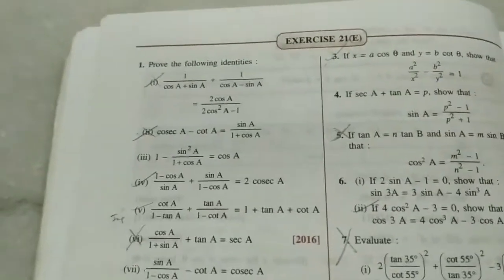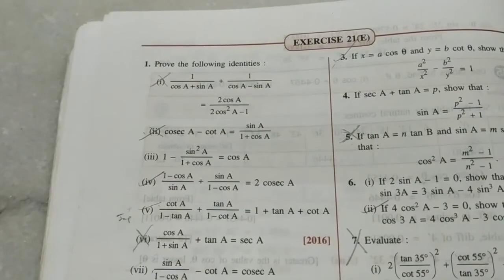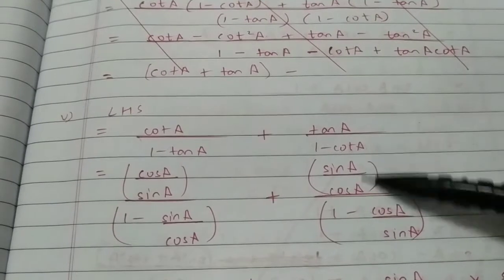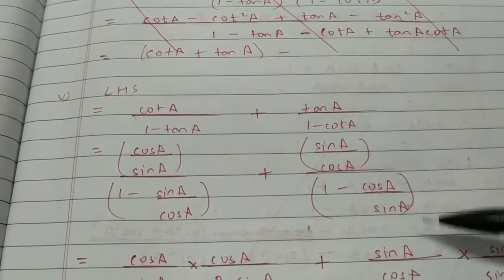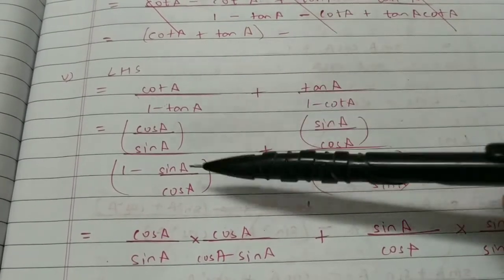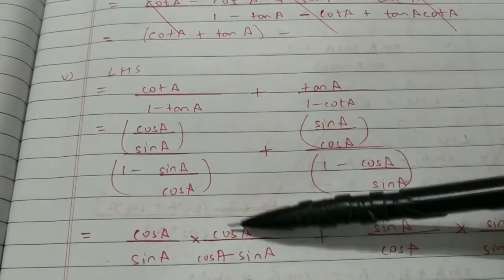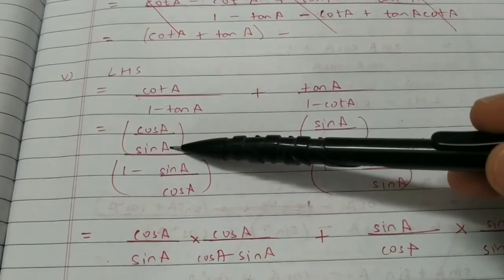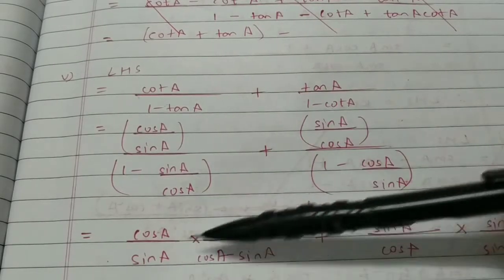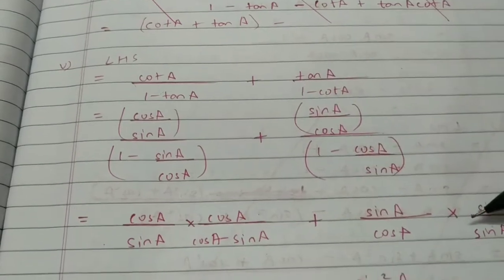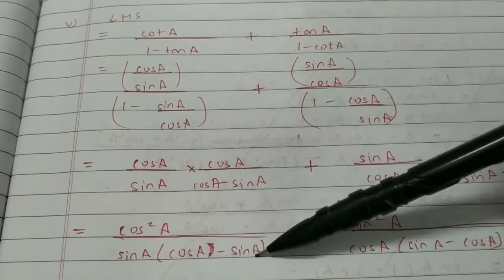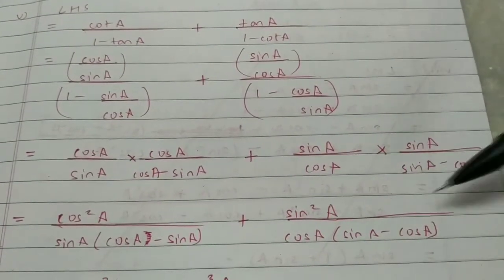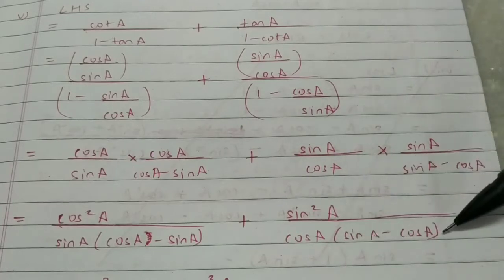Roman number 5. That's an IMP sum. We start with the LHS. We'll convert everything into sine and cos. And we'll take the LCMs. Now remember, the denominator goes to the numerator, and the numerator's denominator stays in the denominator. So what we get is cos square A upon sin A brackets plus sin square A upon cos A brackets.